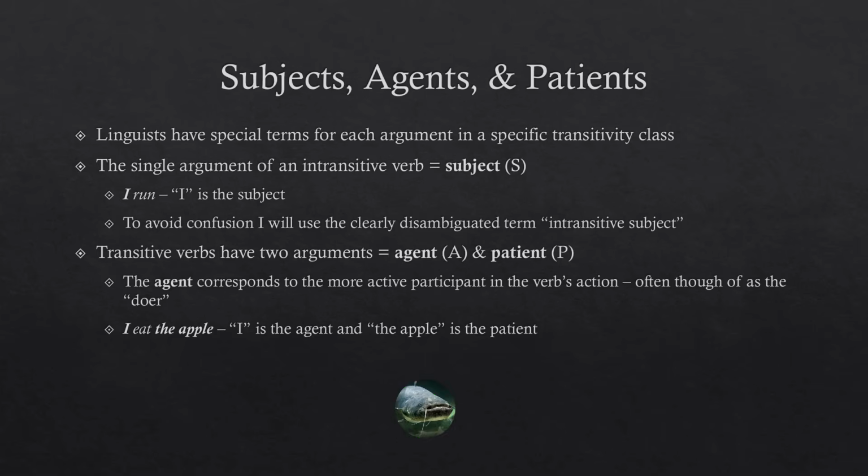So these three labels are going to be the core of our exploration of this concept of alignment: intransitive subject, transitive agent, transitive patient. Got it? And if you don't, we have some exercises.